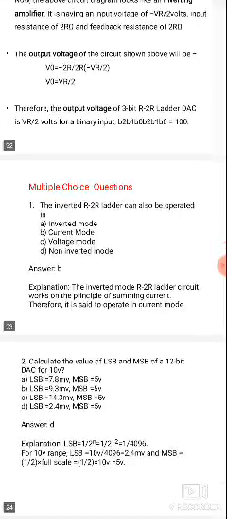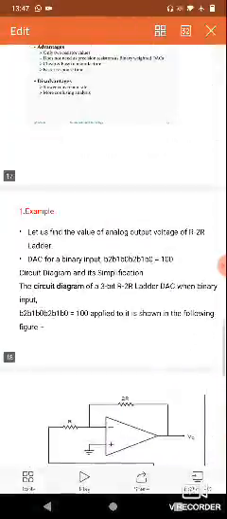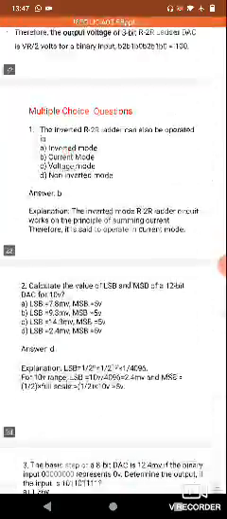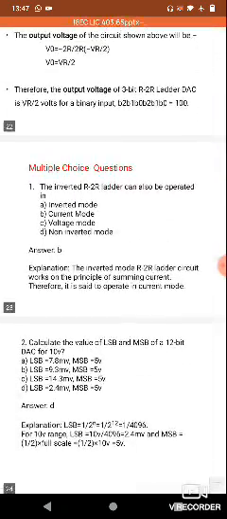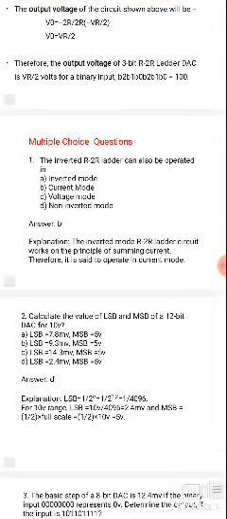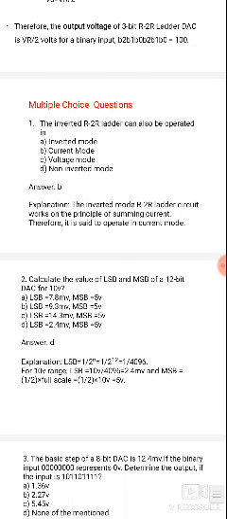Next, second question. This is the first example, related to the binary R-2R ladder network, and the second question is a multiple choice question. The inverted R-2R ladder can be operated in inverted mode, current mode, voltage mode and non-inverted mode.